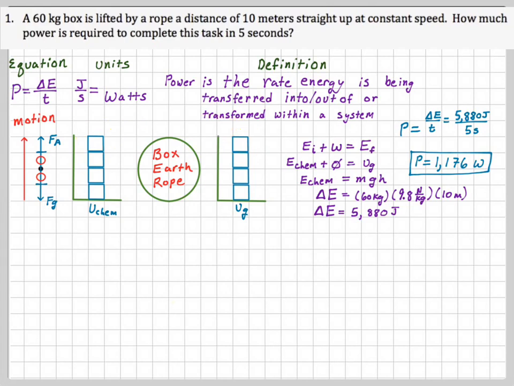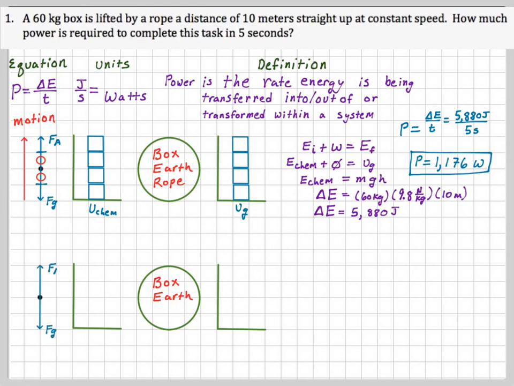So I thought we could take a quick look at this if we were to set our system up so that there would be energy transferred instead of transformed. And so if we did that, we would make our system the box and the earth. And our free body diagram would look exactly the same. The motion would look exactly the same. The only difference is force gravity is contained in our system because the box and the earth are in our system. But this time, force applied is not in our system.